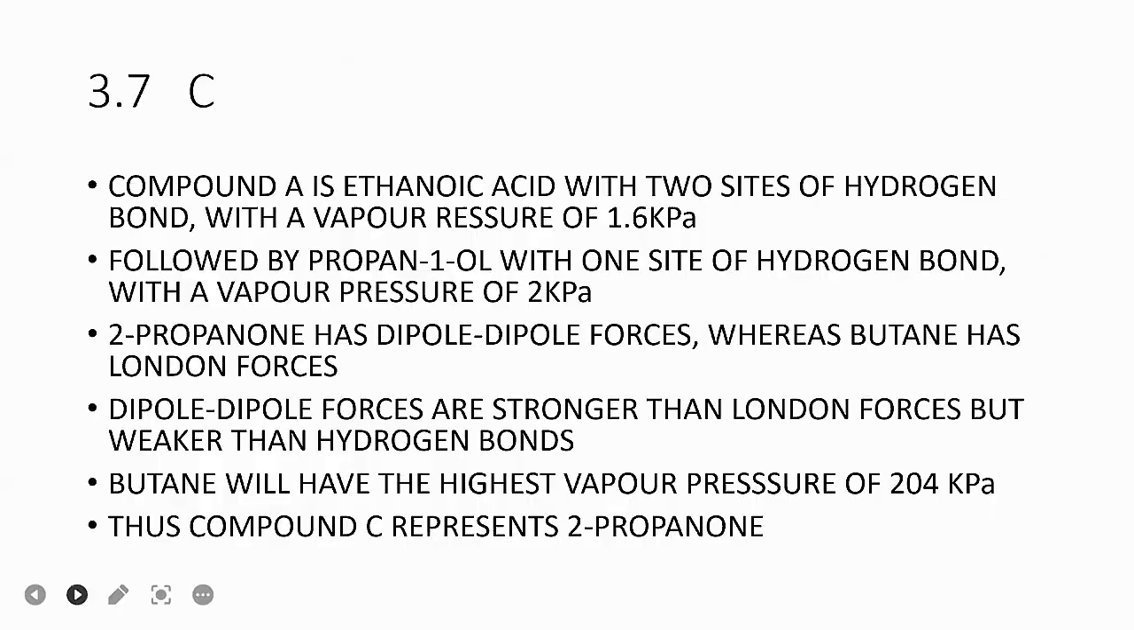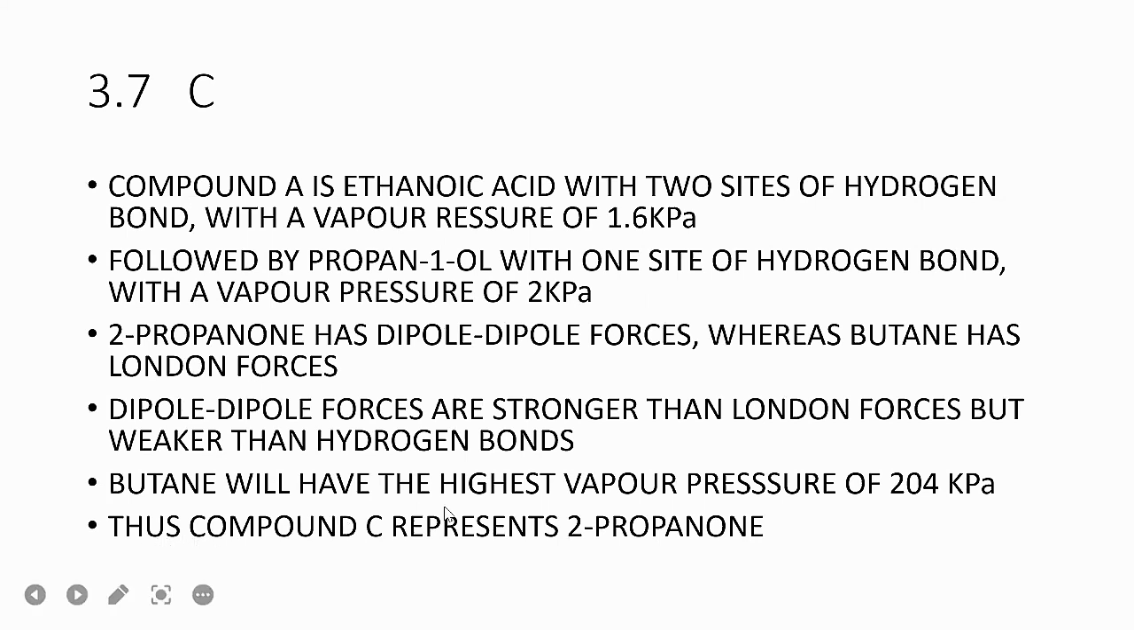So let's go ahead and explain that. We say compound A is ethanoic acid with two sides of hydrogen bond with a vapor pressure of 1.6 kilopascals, then followed by propan-1-ol with one side of hydrogen bond with a vapor pressure of 2 kilopascals. Then 2-propanone is dipole-dipole forces, whereas butane has London forces, right? Dipole-dipole forces are stronger than London forces, but weaker than the hydrogen bonds. Therefore, butane will have the highest vapor pressure of 204 kilopascals, since it is the one with the weakest intermolecular forces. That means higher vapor pressure.